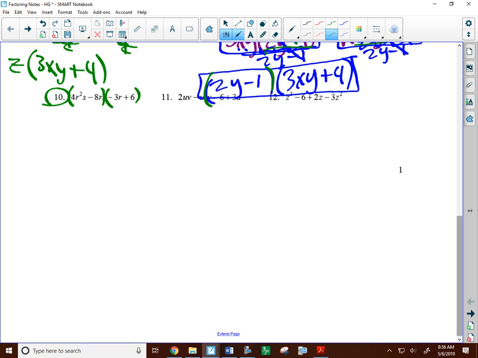I look at the first group, and what's the GCF there? 4RS. So I like to divide by this. The 4's cancel and the S's cancel. R squared over R is R. Minus, here the R and S cancels, 8 over 4 is 2.